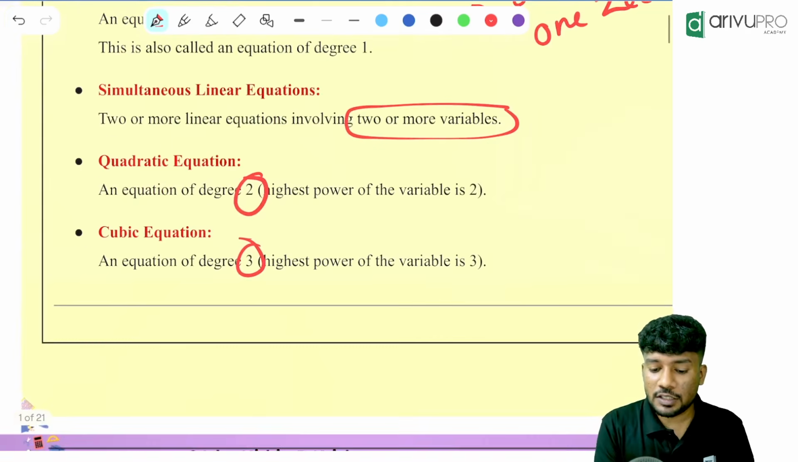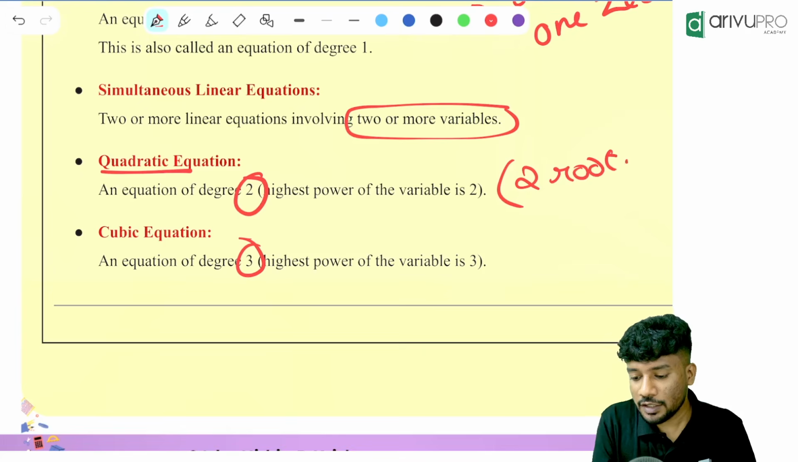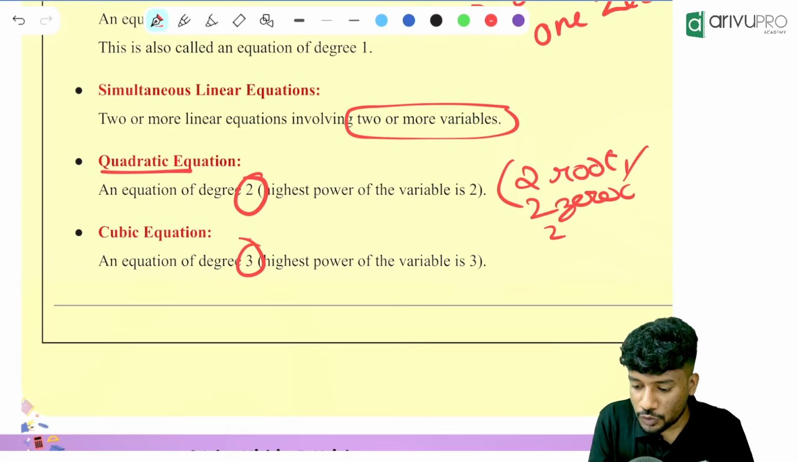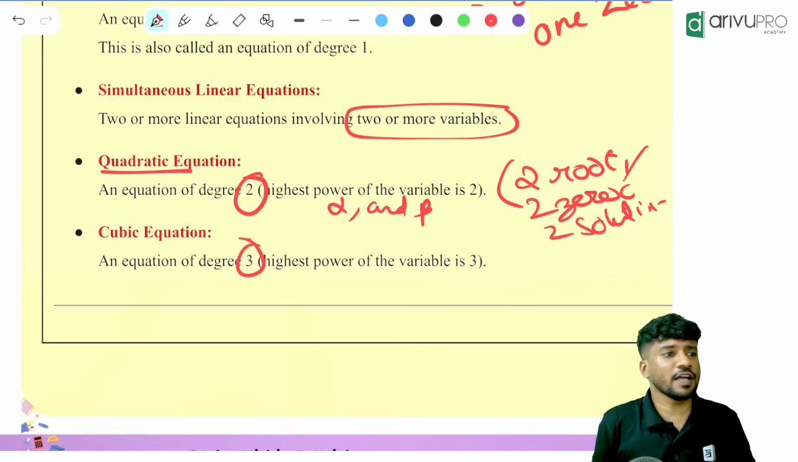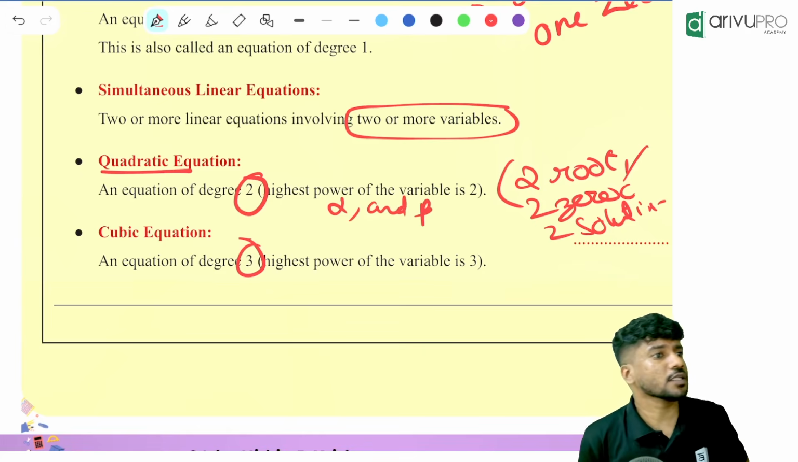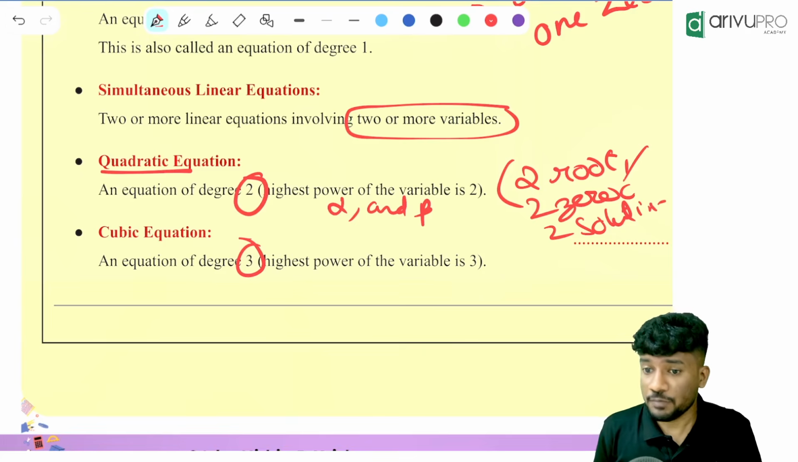Now tell me, a quadratic equation has how many roots? 2 roots, or 2 zeros, or 2 solutions. Keep it in your mind. Here we will call them alpha and beta. You also would have remembered alpha and beta. We would have called them that in the past. Today what test? Chapter number 14, 10, 11.